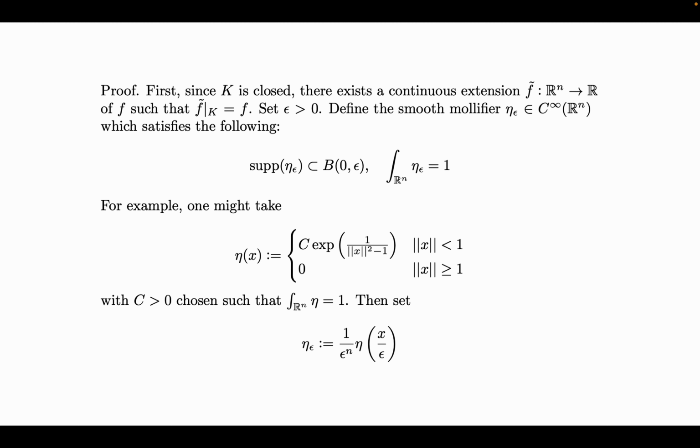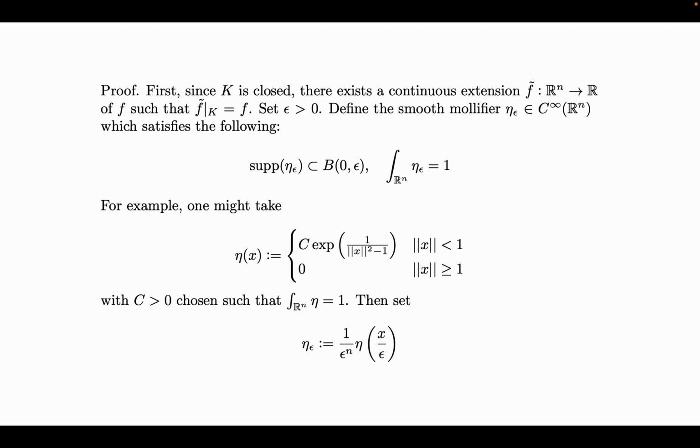Now set epsilon greater than 0. We're going to define the smooth mollifier function eta epsilon in C infinity of R^n. This means it's a smooth function from R^n to R, and smooth meaning it's infinitely differentiable, so it has derivatives of all orders.